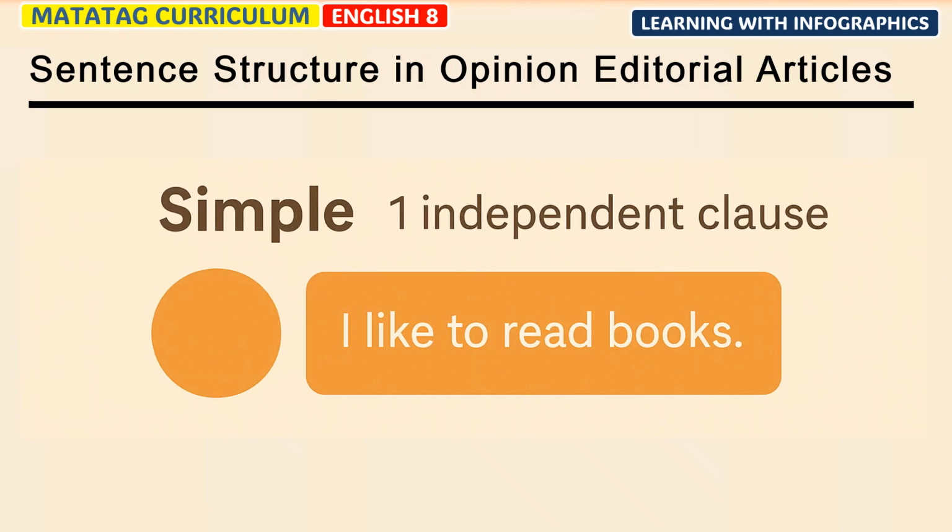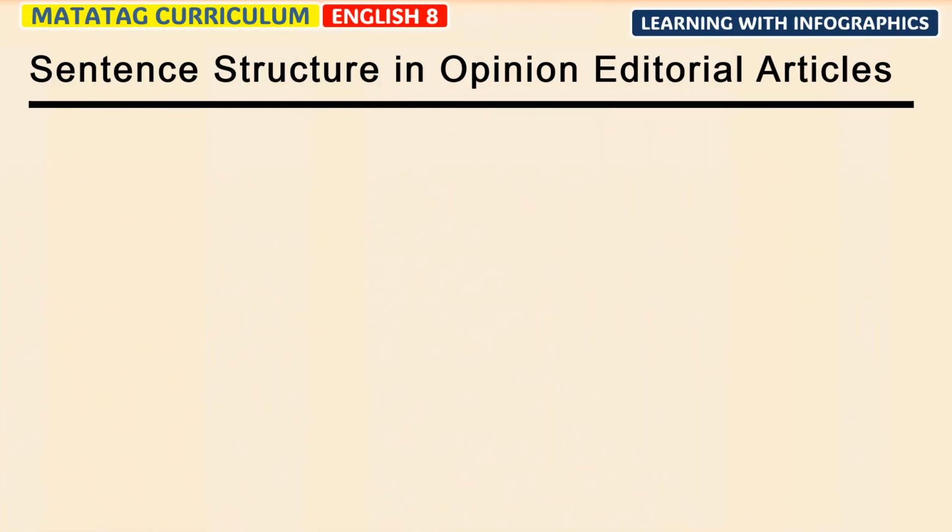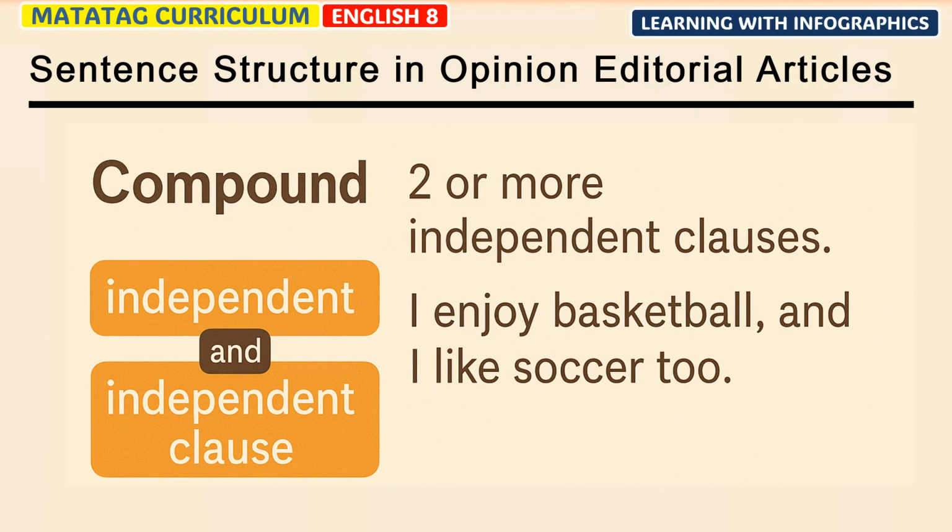Simple sentence has one independent clause. Example, I like to read books. Compound sentence has 2 or more independent clauses. Example, I enjoy basketball and I like soccer too.